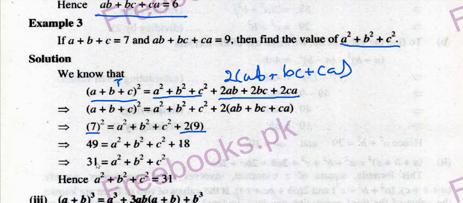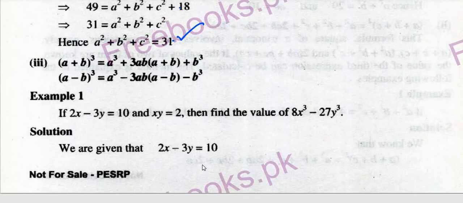49 minus 18, just shift 18 to the left. This becomes 31. Now there are some formulas to find the cube.